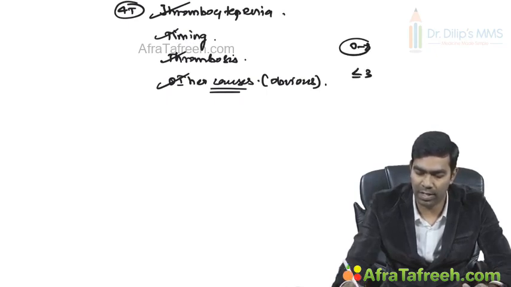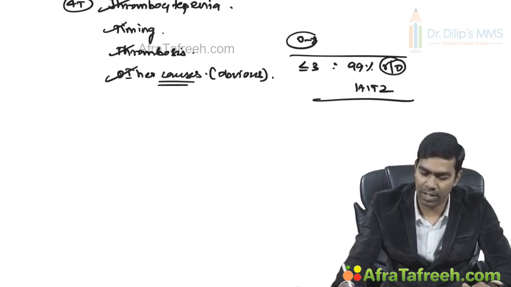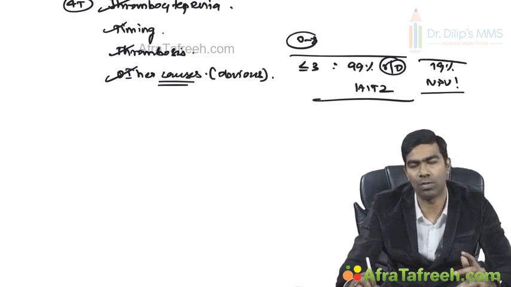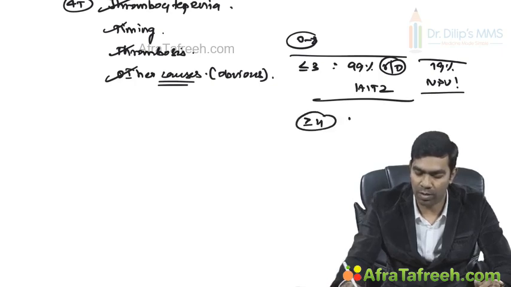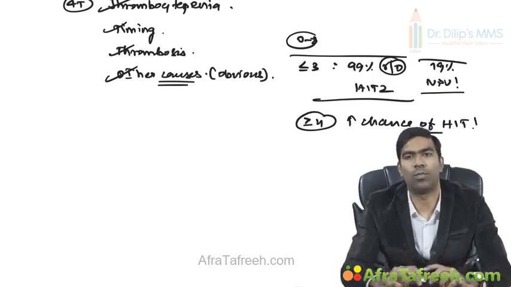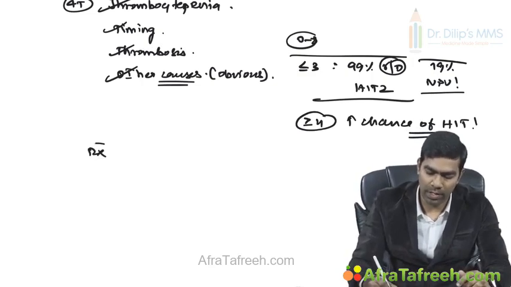Suppose it's less than or equal to 3, it almost 99% rules out heparin-induced thrombocytopenia type 2, which means it has a 99% negative predictive value. A score of less than 3 almost rules out HIT. It's not possible to have. If it's more than or equal to 4, then you have an increased chance of heparin-induced thrombocytopenia. Clear? So now, what is going to be the treatment?